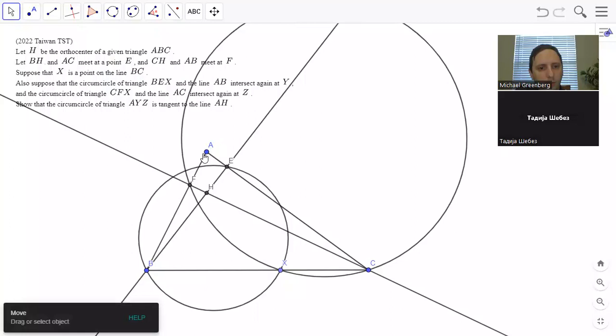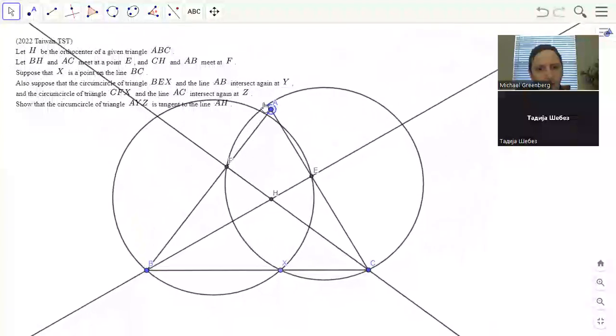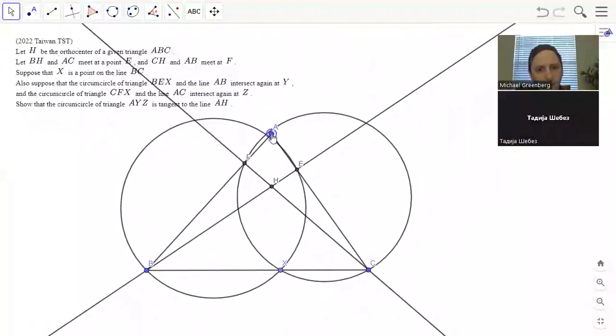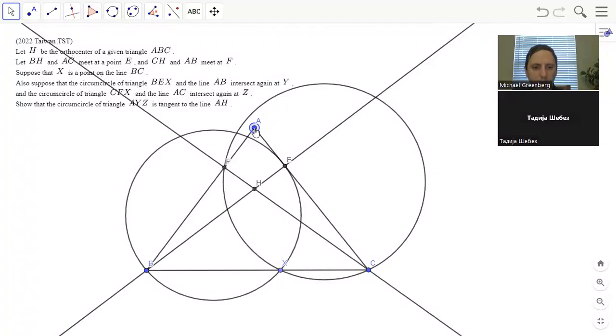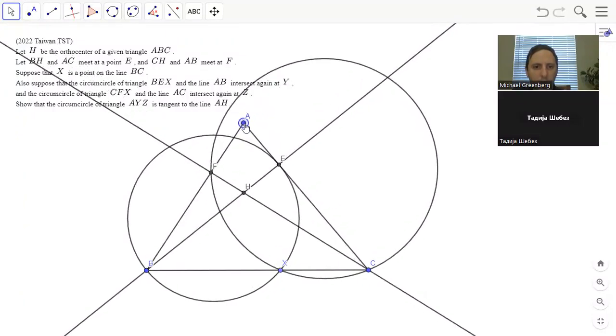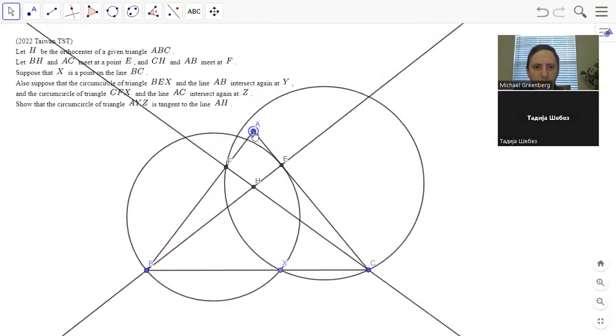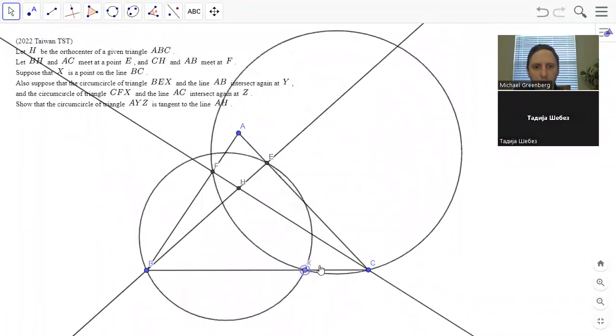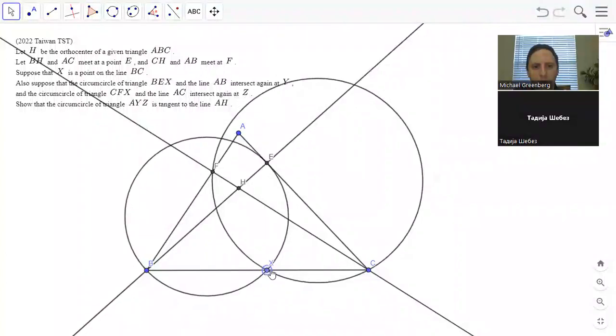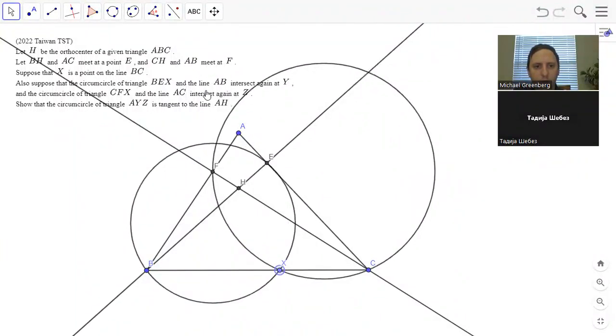Can we make both of them intersect AB and AC on the same side? So BEX, we want to see where it intersects AB, and CFX, we want to see where it intersects AC. I think we have to extend one of them, is my guess. I don't know for sure, but I think that's true.